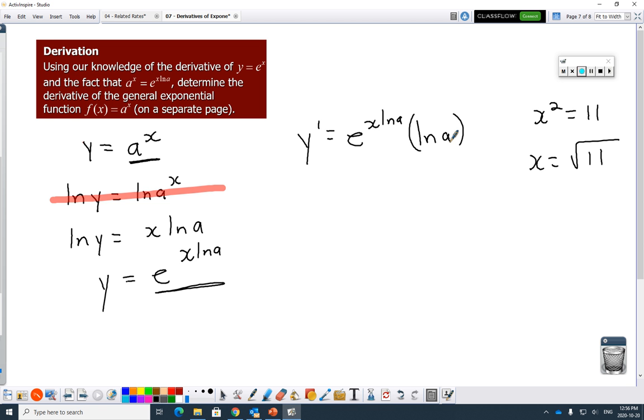Listen, this proof is a little bit difficult. If by the end you're like, I'm about 40% on this whole thing, wait till you see me do the examples. Because when I do the examples, you'll be like, oh, not too bad. It's not done yet, though. I'm going to replace e to the x ln a with the original a to the x.